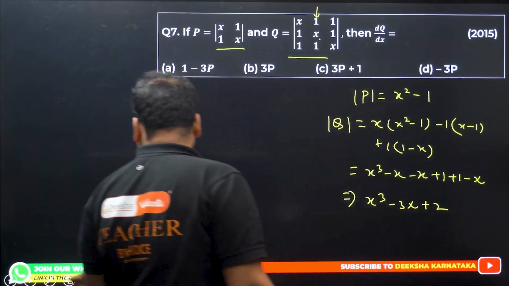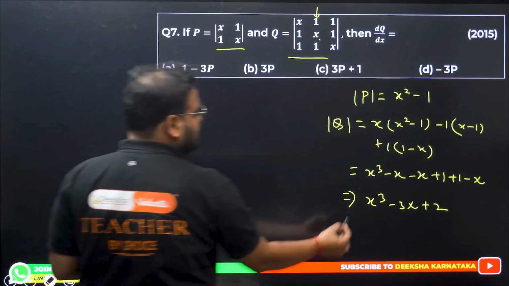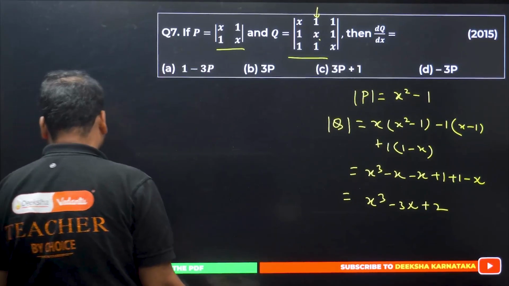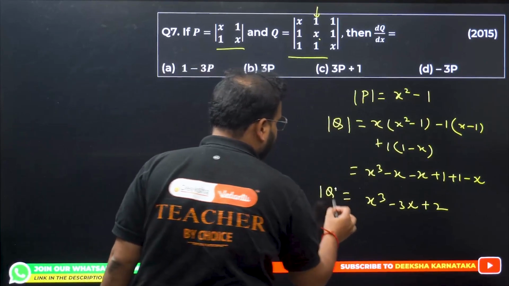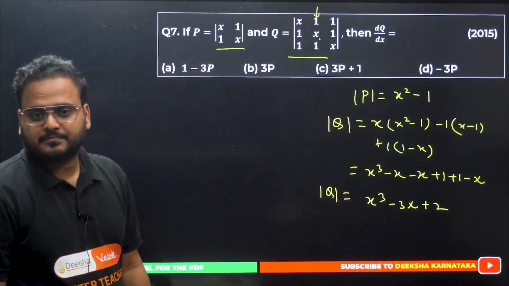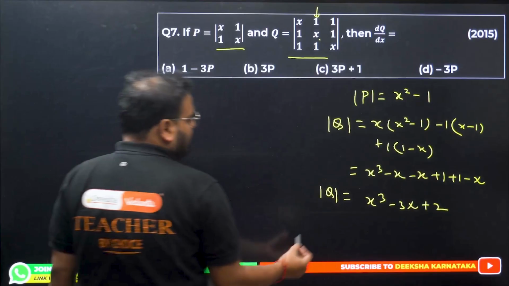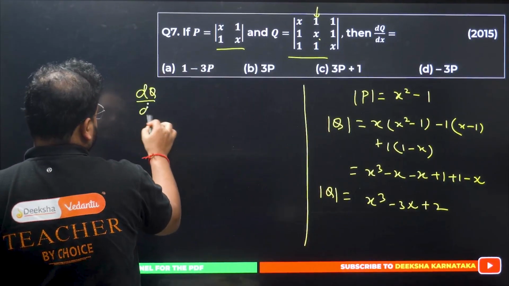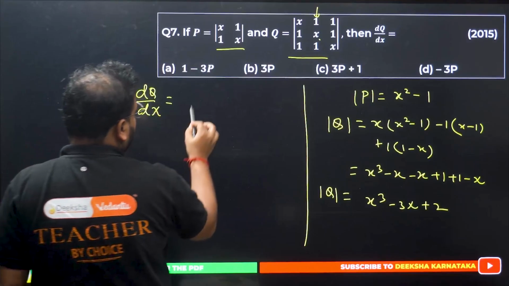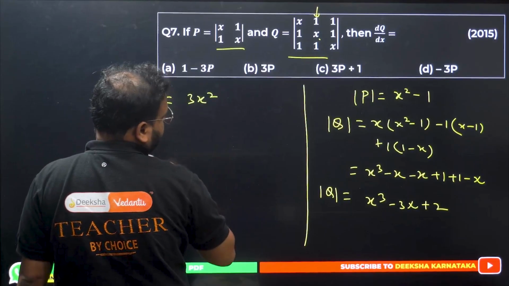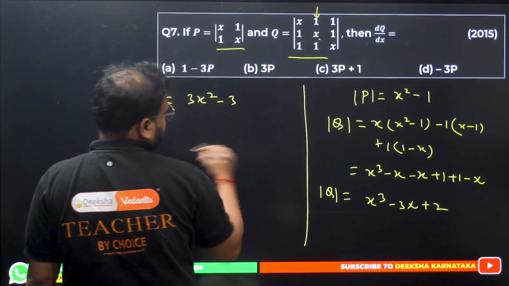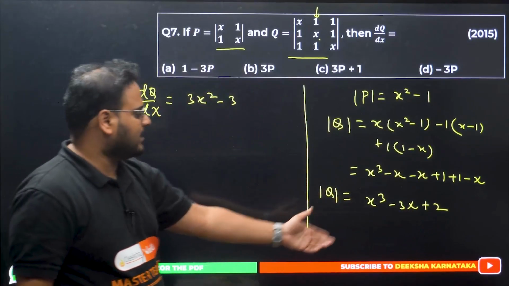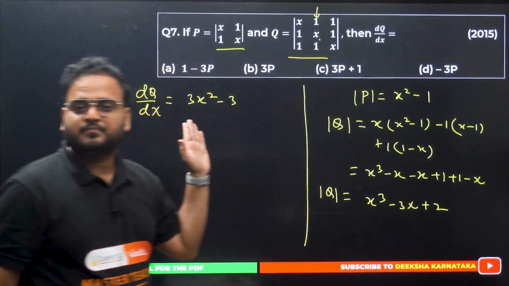X cube minus 3x plus 2 is the value of my determinant of the matrix Q. All right, this is correct. So far so good. If I differentiate now this Q with x, what I get? Please check. I'm getting here 3x square minus 3, that's it. Because for 2 it will be 0 and for x we'll get 1, so that's why I've written it as minus 3. So far so good.